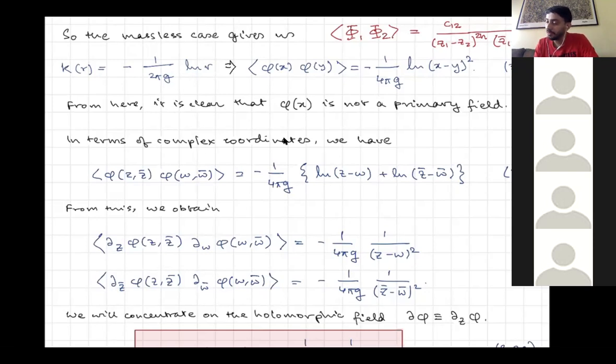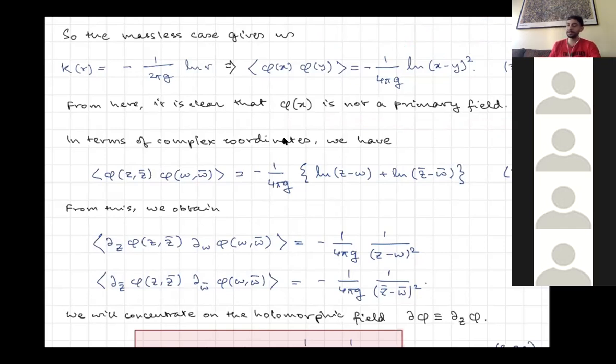Now you see that phi of x and phi of y give you something like a log, and this is log of (x minus y) squared. So in no way can these fields actually be primary fields. That's something that you need to keep in mind. So we just note here that these phi's are not primary fields.